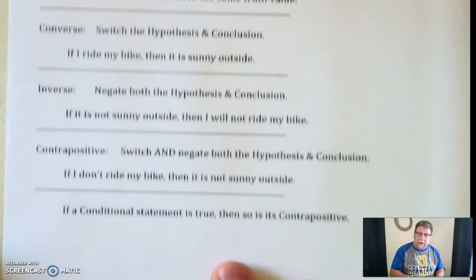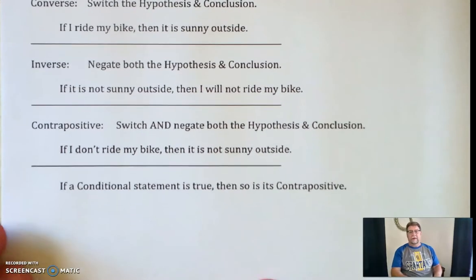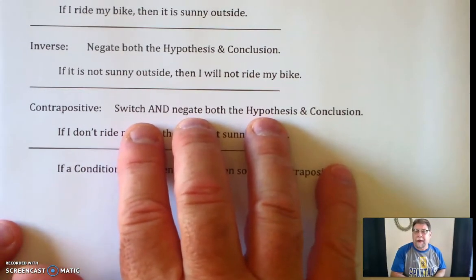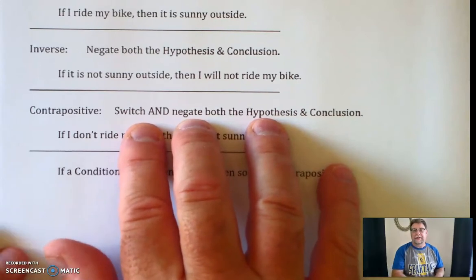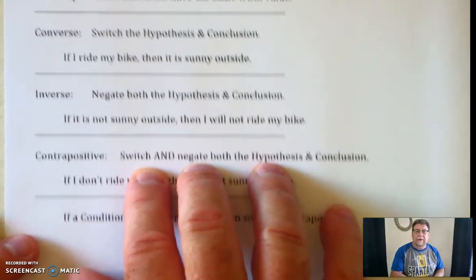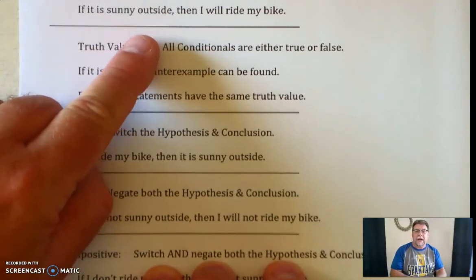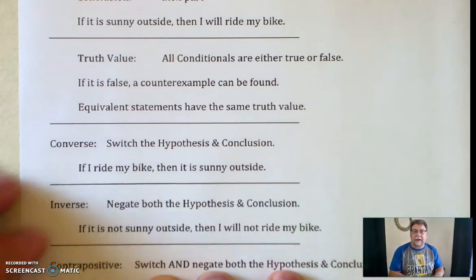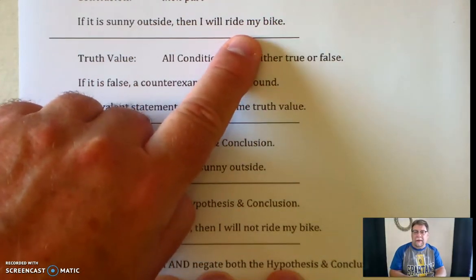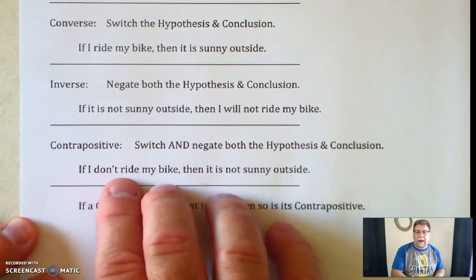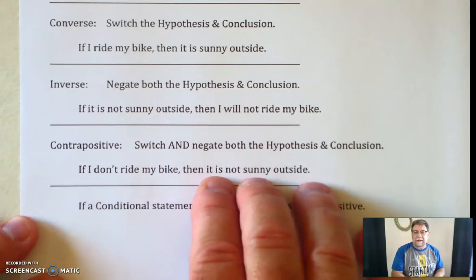The last one I want to talk about is called the contrapositive. The contrapositive switches both the hypothesis and conclusion, and it negates them. So it does both the converse and the inverse. It takes the original statement, which again is at the top: if it is sunny outside, I'll ride my bike. It switches them and negates them. So if I don't ride my bike, then it's not sunny. And that's what it says here: if I don't ride my bike, then it's not sunny outside.